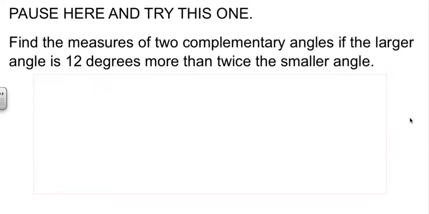So I'm going to ask you to pause here, break out your old algebra skills and your new terms that you know, and see if you can solve this problem, and then come back and check your result. So we're looking for two complementary angles. The larger one is 12 more than twice the smaller one.